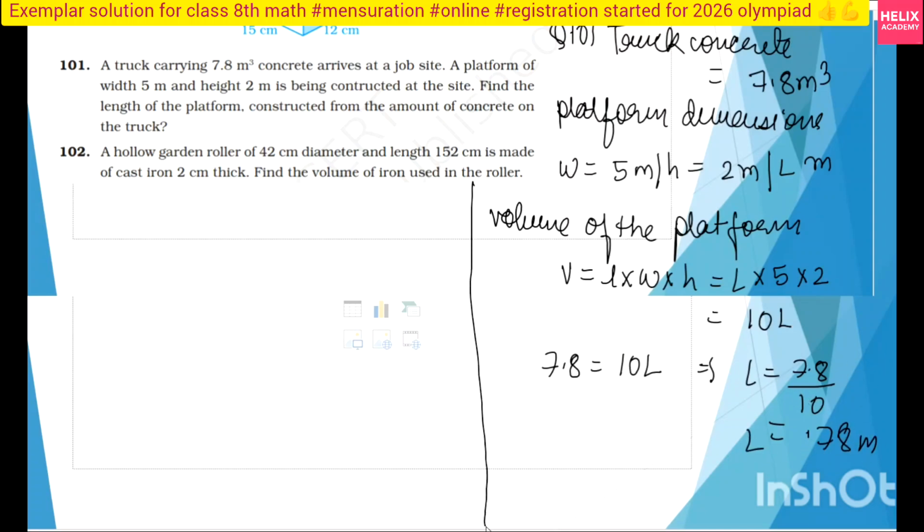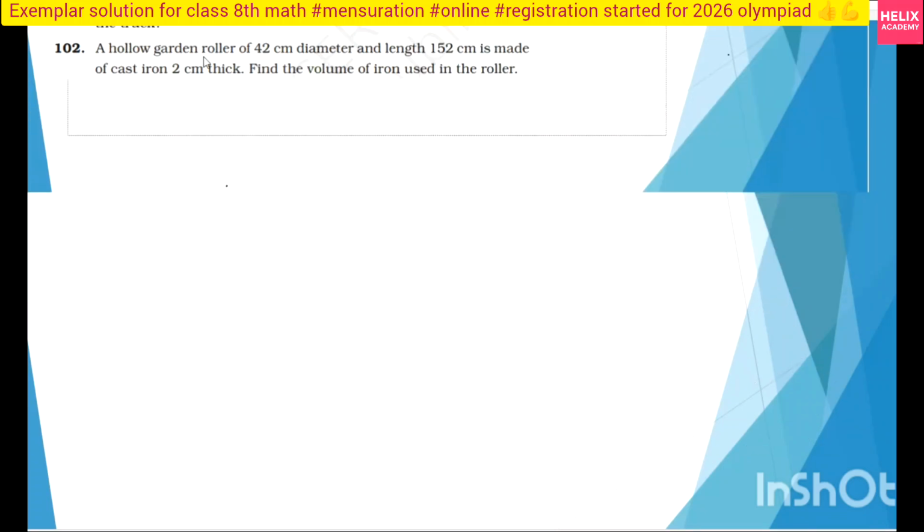Now see the next question. A hollow garden roller of 42 centimeter diameter and a given length is made of cast iron 2 centimeter thick. Find the volume of the iron used. Now they are asking about the volume of the iron used. How can I start it? A hollow garden roller of 42 centimeter diameter and given length is made of cast iron of given thickness. So the cast iron thickness is given, and the dimensions of the roller are also given. Find the volume of the iron used to make the roller.